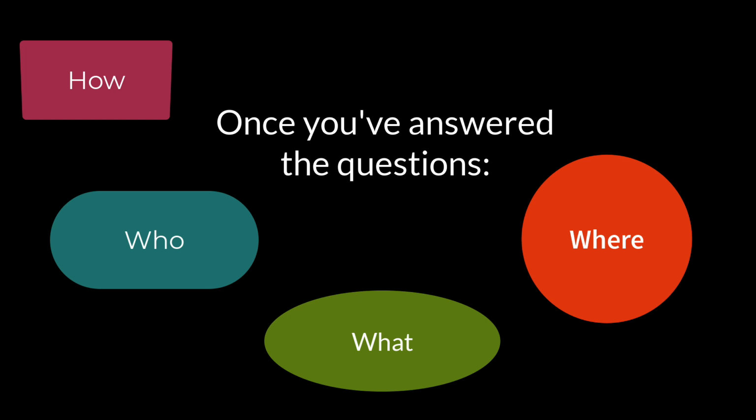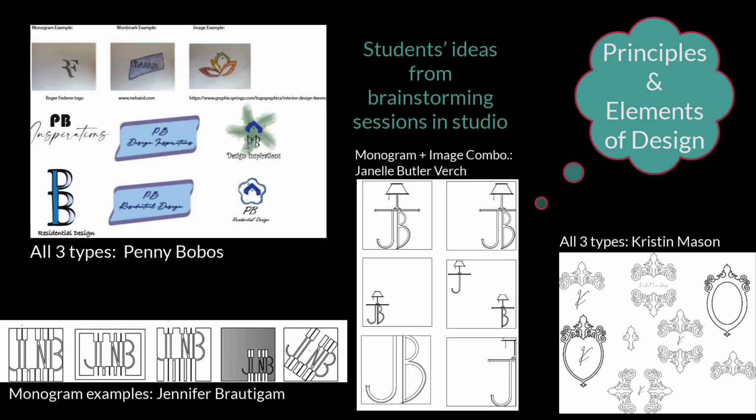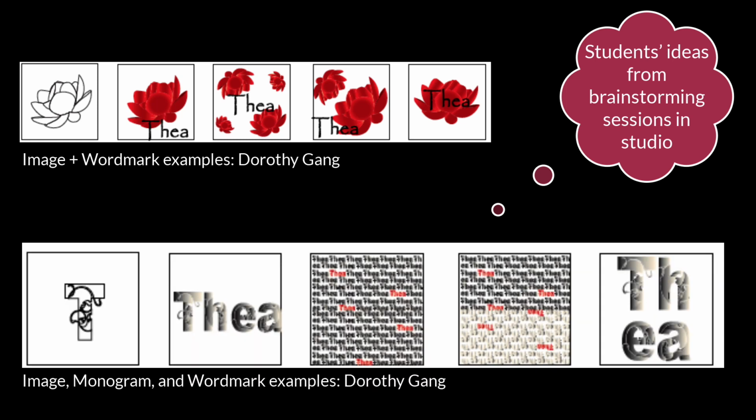Once you've answered the questions of who, what, where, and how, then you can best identify images that would match up with the identity you would like to project. These are various examples of student ideas from brainstorming sessions in studio. What are the elements and principles of design that make each of these images attractive?